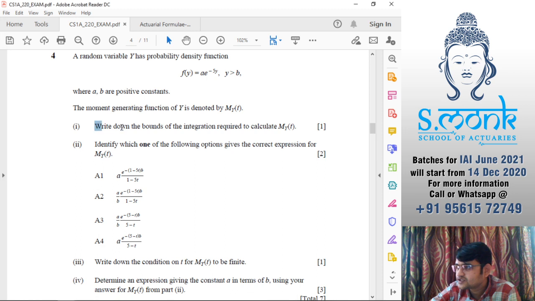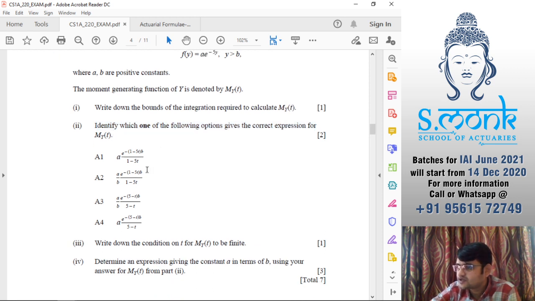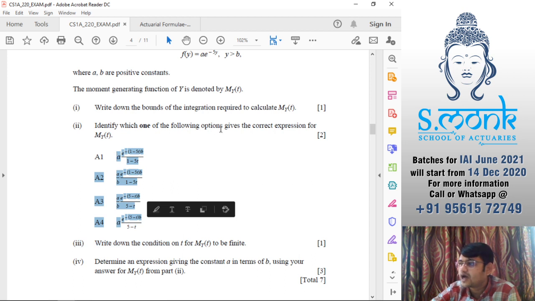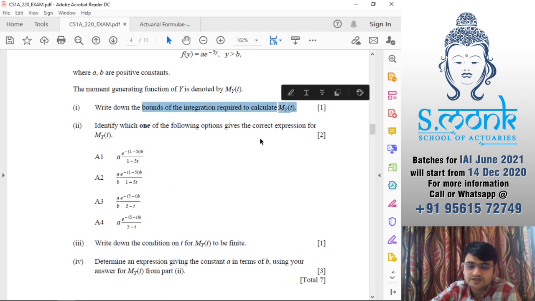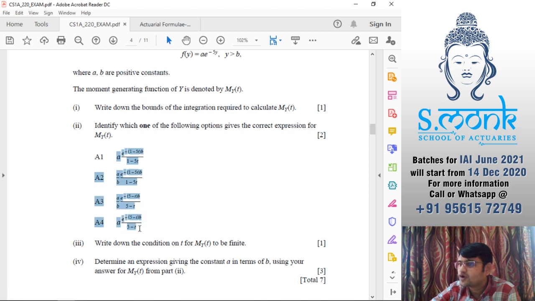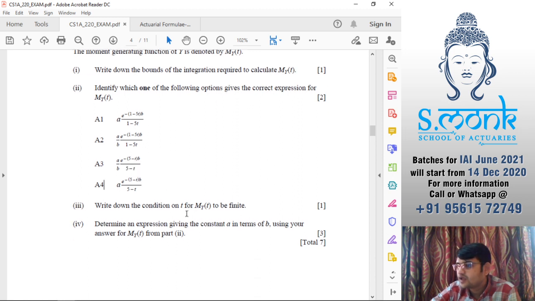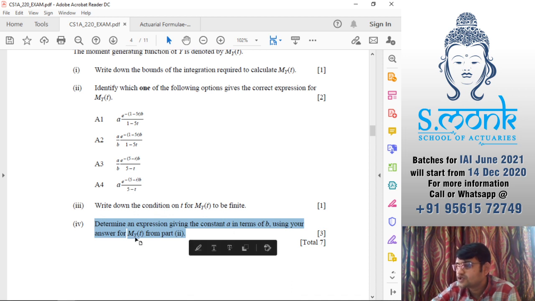So here you can see we have to write the bounds of the integration. We have to just write the limits of the integration and then identify which one of the following options gives the correct expression for myt. So all you have to do is select from one of these. Your answer here is going to be just your limits. Here it is going to be whatever your mxt final answer is going to be. You will have to write a1, a2, a3, a4. Then they are saying write down the condition on t for myt to be finite and then determine an expression giving a constant a in terms of b using your answer in myt.